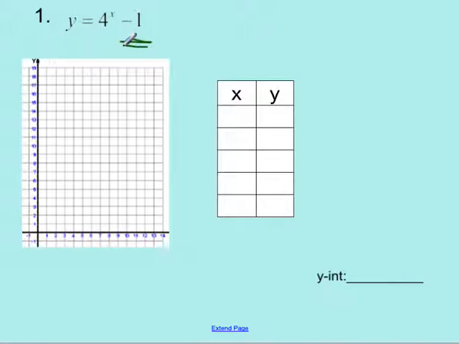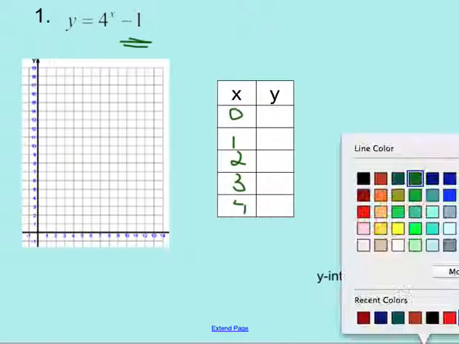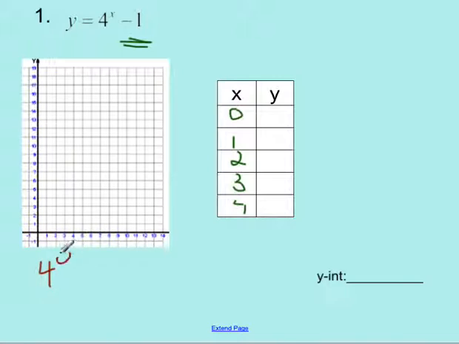We're going to make a table. So we're going to have 0, 1, 2, 3, and 4 in our table, and we're going to plug in each of those for x. So what I'm going to do is take 4 and take x out. So I have 4 to the 0 power and then minus 1. So I'm taking 4, raising it to the 0 power, which we know to be 1, and then subtracting 1. So it ends up being 0, 0.